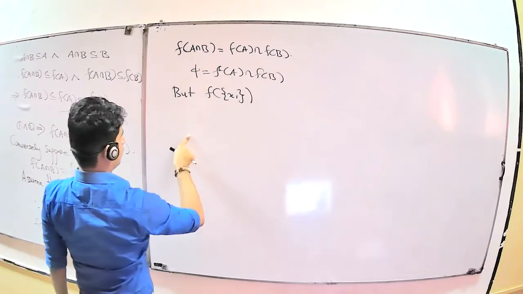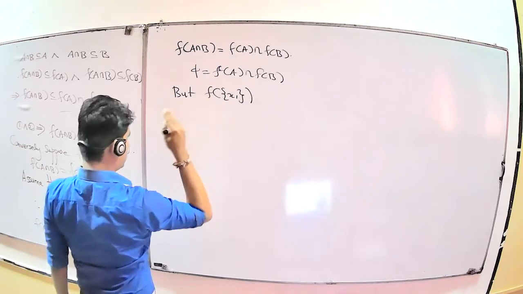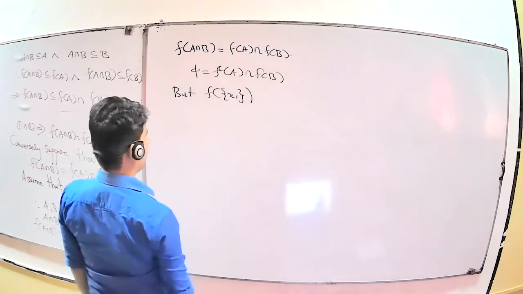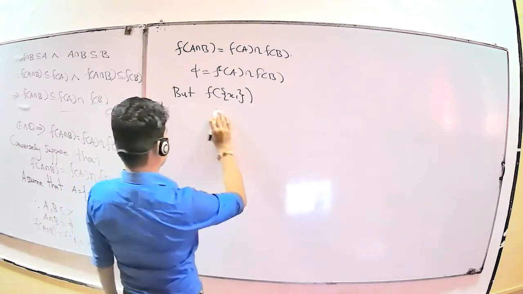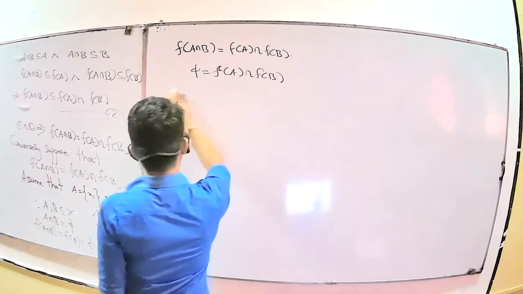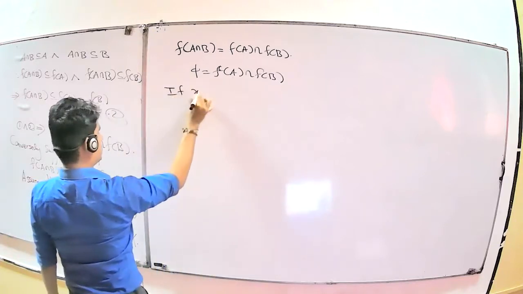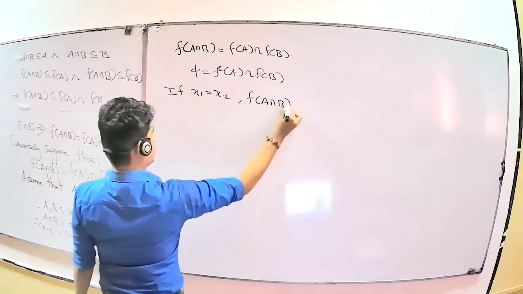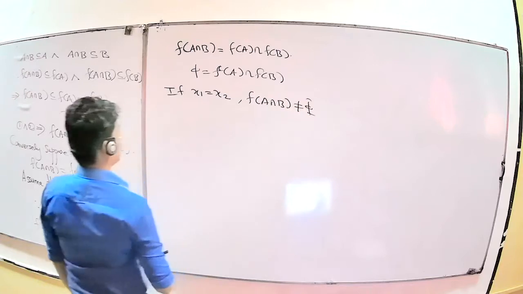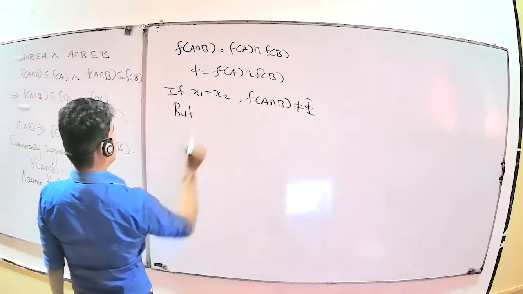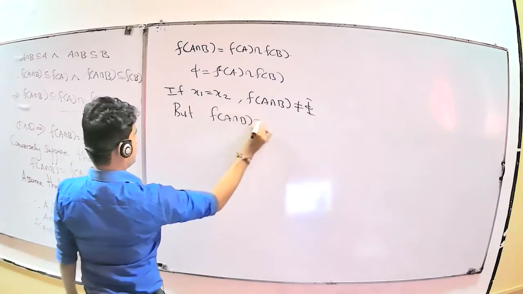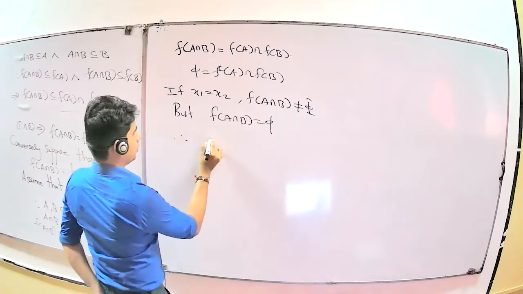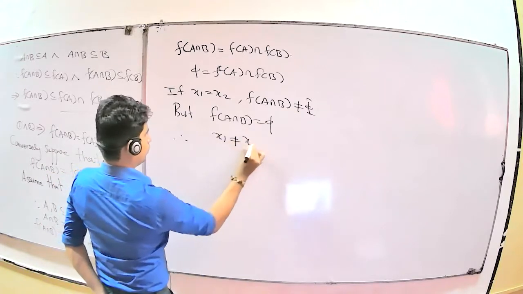right? If you take x1 equal x2, we can't arrive at this condition. We can't arrive at empty equal f of A intersection f of B. Therefore, if x1 equals x2, then f of A intersection B is non-empty. But we have f of A intersection B empty for this case. Suppose f of A intersection B is empty, it means your x1 is not equal to x2.